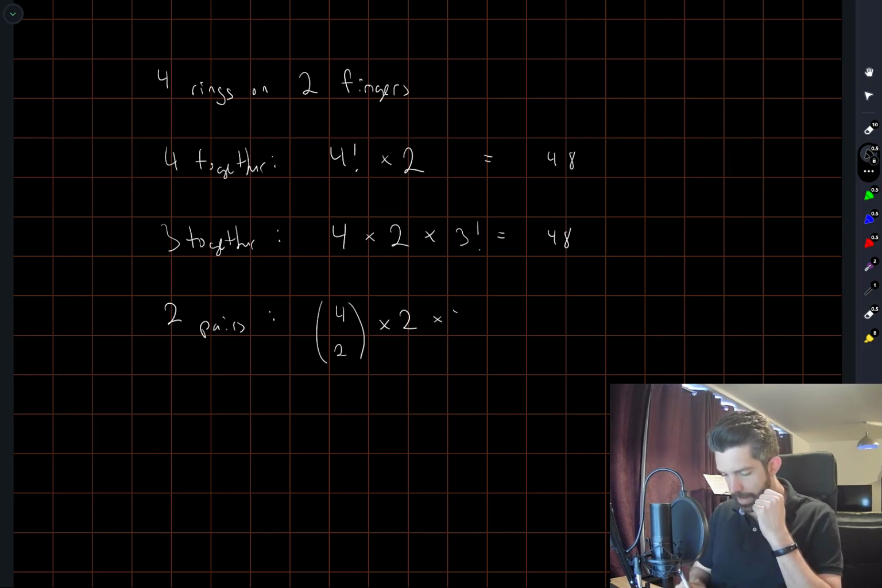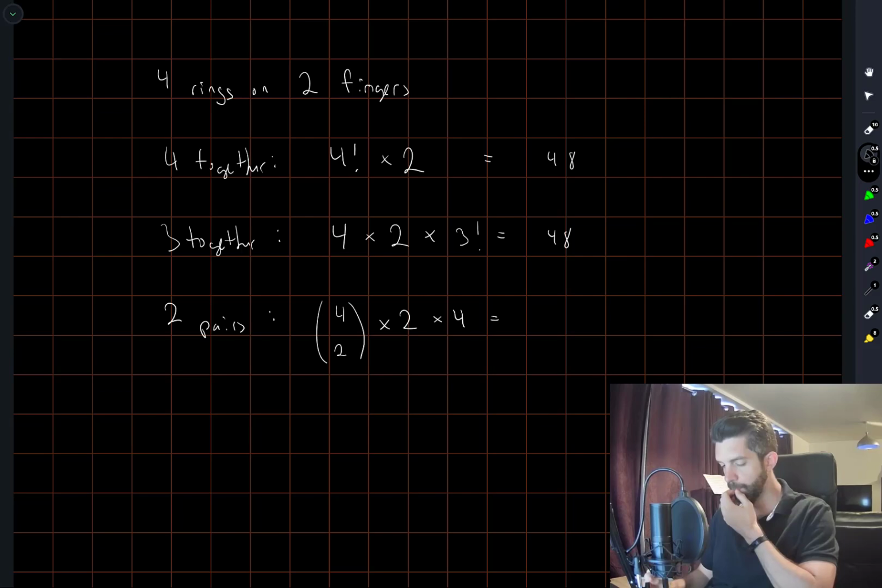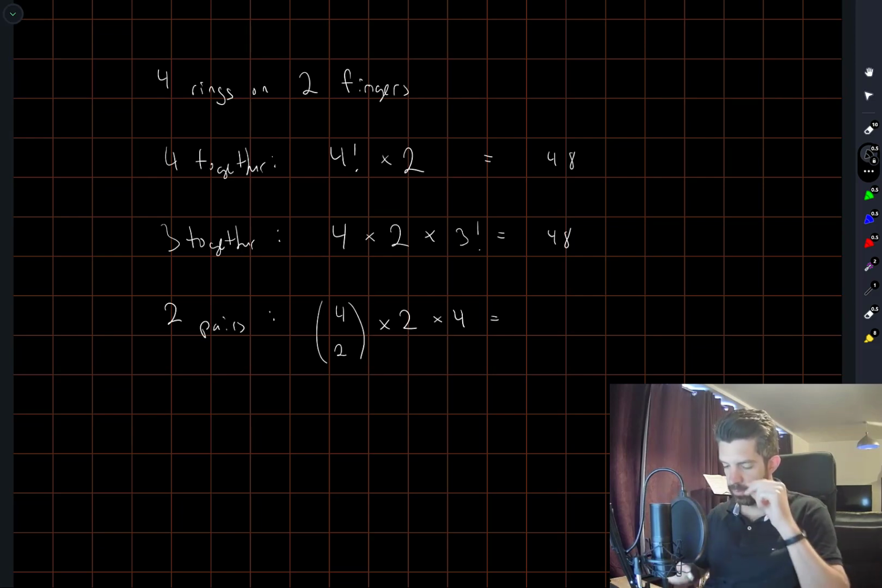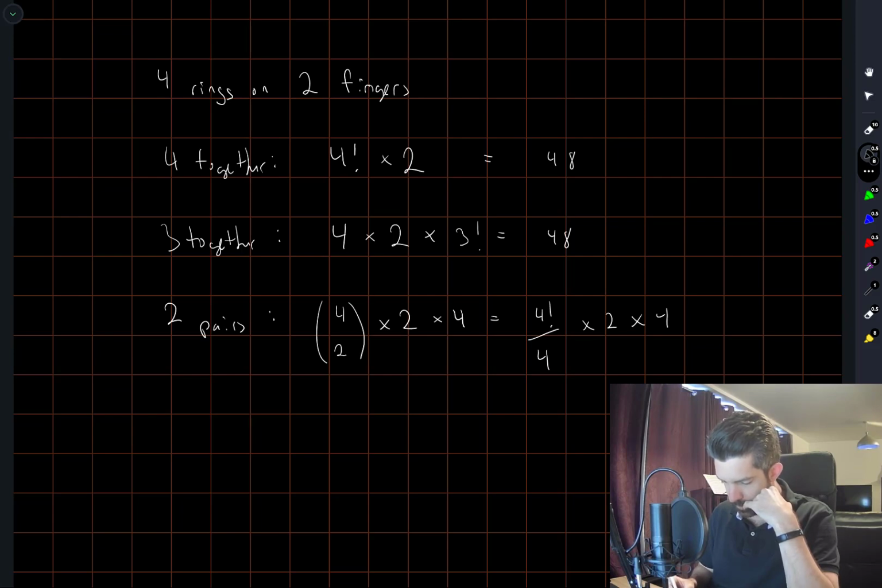Now, once the rings have been assigned to fingers, there are 4 ways of ordering them, because each finger has 2 possible orders. So what is this equal to? This is 4 factorial divided by 4 times 2 times 4, which is again 48.